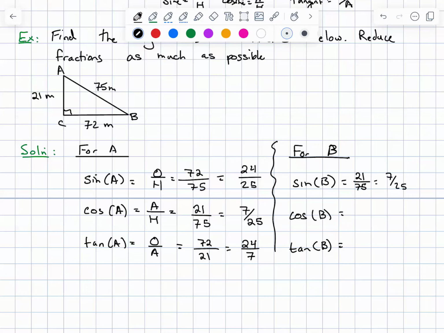Cosine of B will be the adjacent side to B, which is 72, divided by the hypotenuse, which is 75, which we already reduced in the previous problem to 24 over 25. And then tangent of B is opposite over adjacent with respect to B. So that's going to be 21 over 72, which reduces down to 7/24.